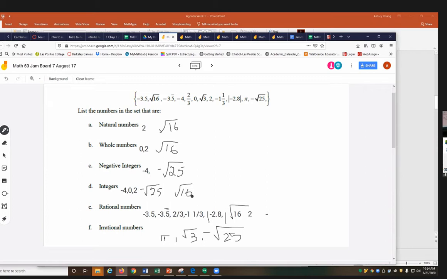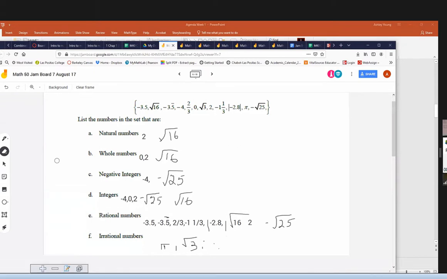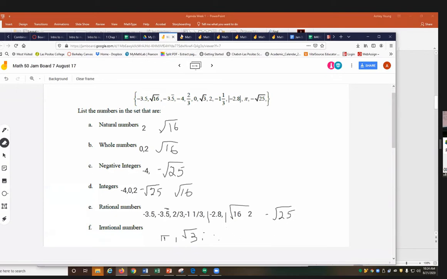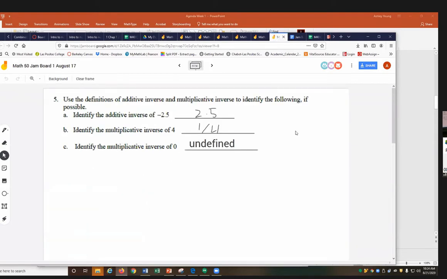Good, so we'll erase them up here. And then the irrationals, you've got a couple? Yeah, you've got square root of 3 and pi. Perfect, great. Thank you. So next we have page 4, group 7. Oh, this is page 4, group 7. So next we have page 5, which is group 1. Group 1, go ahead.